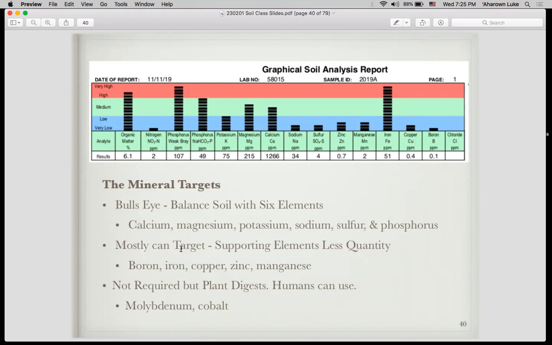Some of these you can mostly target. They're supporting elements, in less quantity, micronutrients. So these are harder to get where you want, because when you're mixing your fertilizer, you have to get it all mixed up and placed properly. So that's a little bit harder.